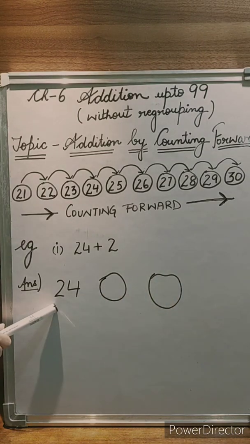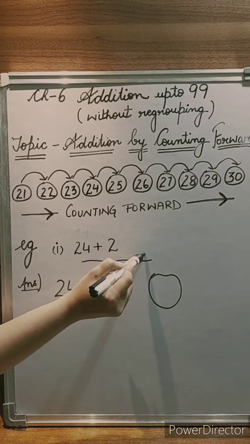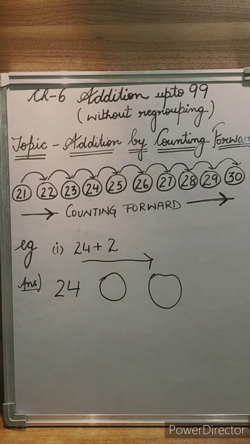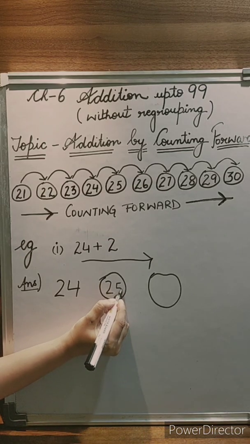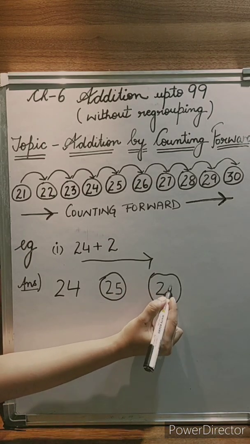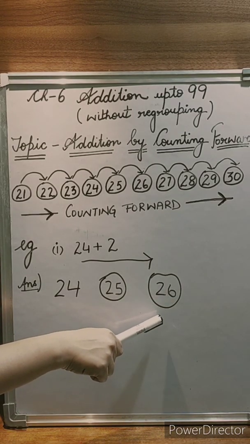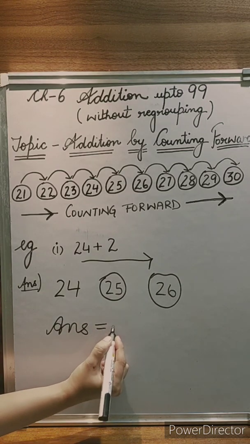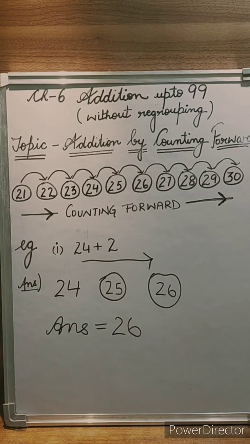ठीक है, 24. अब हमने क्या करना है? We have to move ahead, हमने आगे जाना है. तो 24, you have to count forward from the given number 24. That is what will come here? 25. Then 26. So the number which will come in the last circle will be the answer. So what will be the answer? 24 plus 2, it will give you answer 26. So this is the way to solve the sums by counting forward.